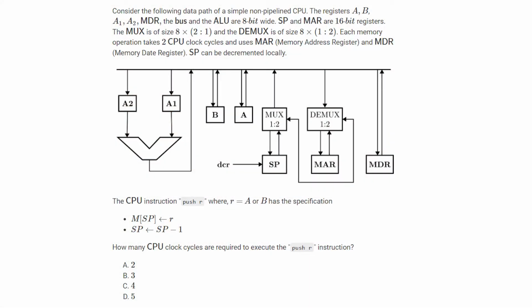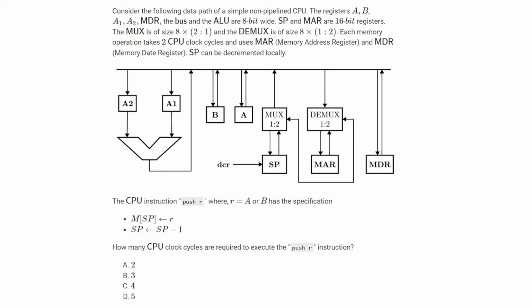So the statement says, consider the following data path of a simple non-pipelined CPU. The registers A, B, A1, A2, MDR, the bus and ALU are 8 bits wide. SP and MAR are 16-bit registers. The mux is of size 8 cross 2 ratio 1 and DEMUX is of size 8 cross 1 ratio 2. Each memory operation takes 2 CPU clock cycles and uses MAR and MDR. SP can be decremented locally. Then you have this diagram.